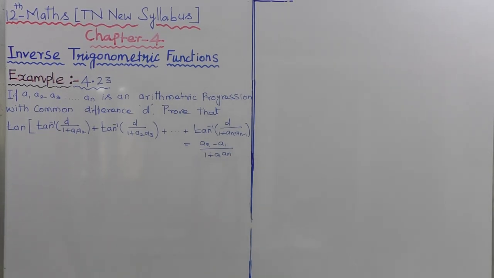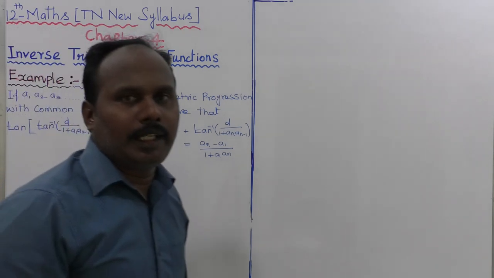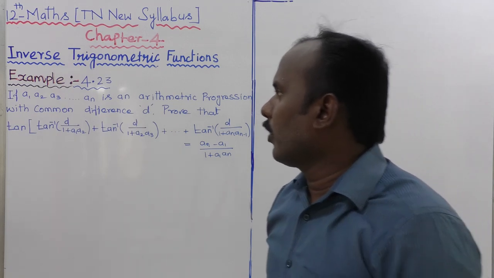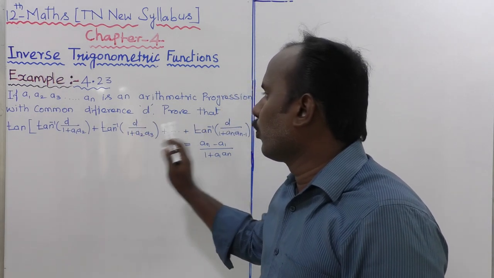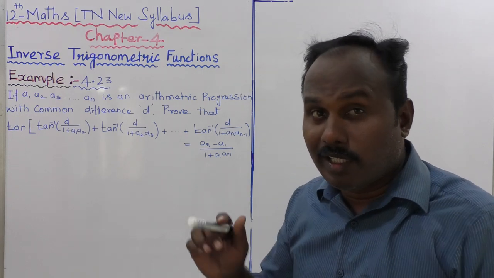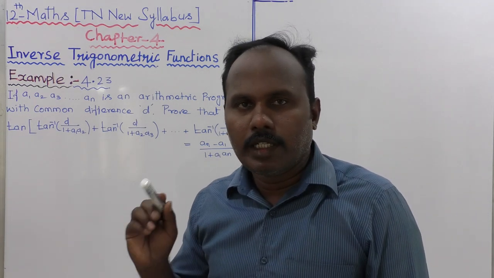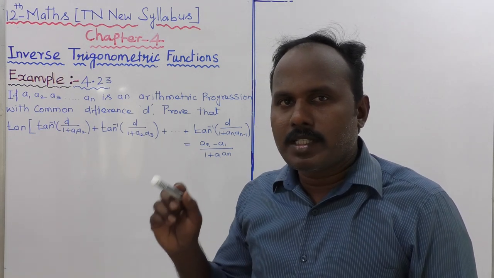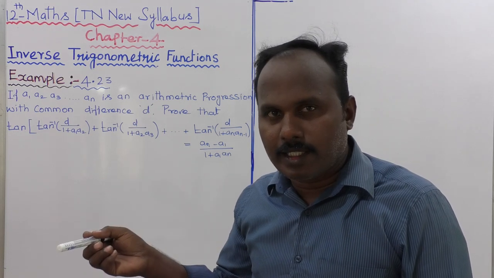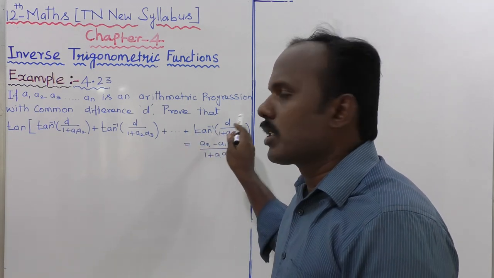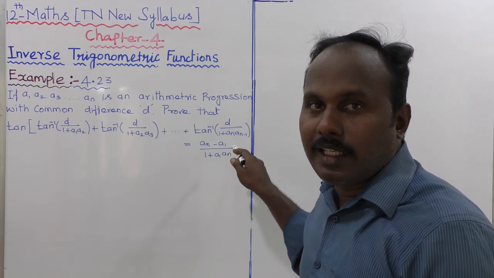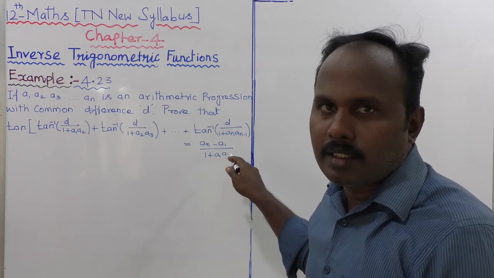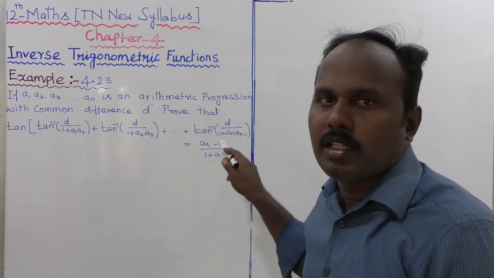Example 4.23. If A1, A2, A3, and so on can be an arithmetic progression with a common difference D, then prove that tan of [tan inverse of D divided by 1 plus A1 A2, plus tan inverse of D divided by 1 plus A2 A3, plus and so on, up to the last one, tan inverse of D divided by 1 plus AN AN minus 1], is equal to AN minus A1 whole divided by 1 plus A1 A2.